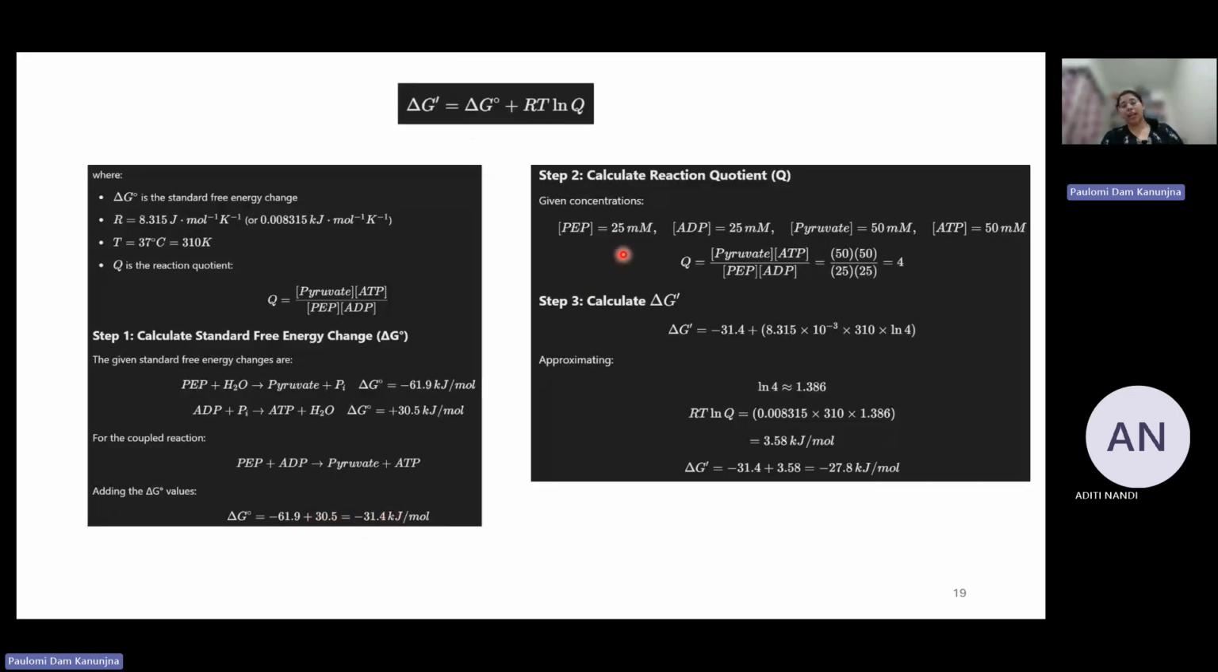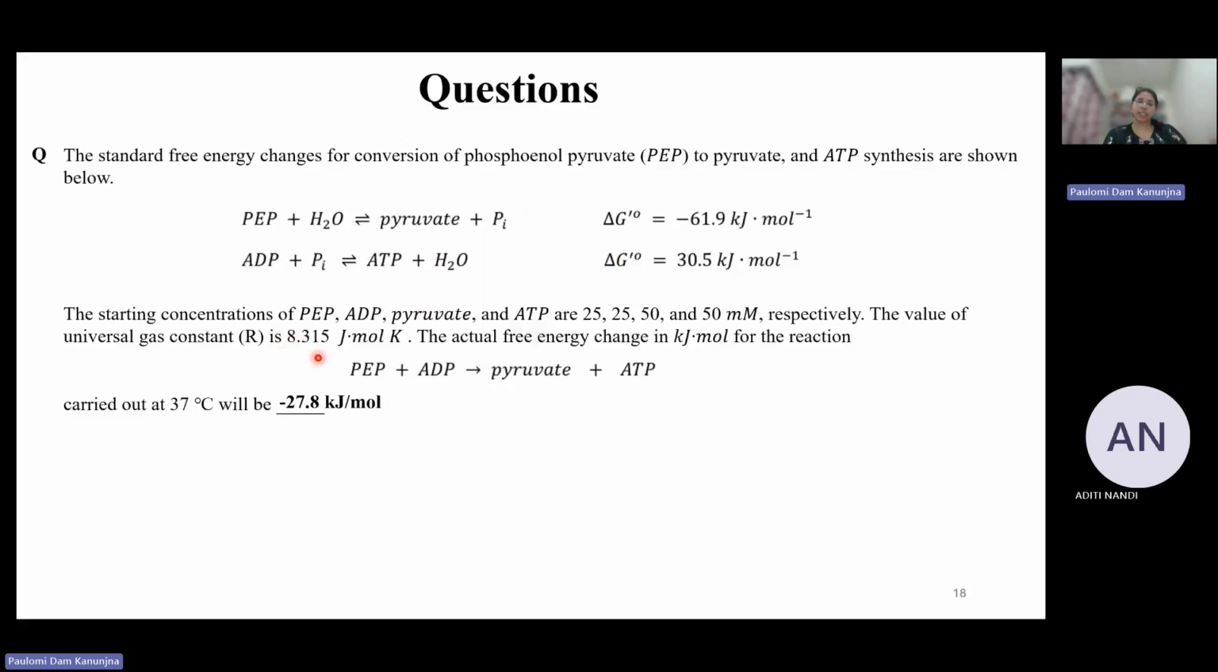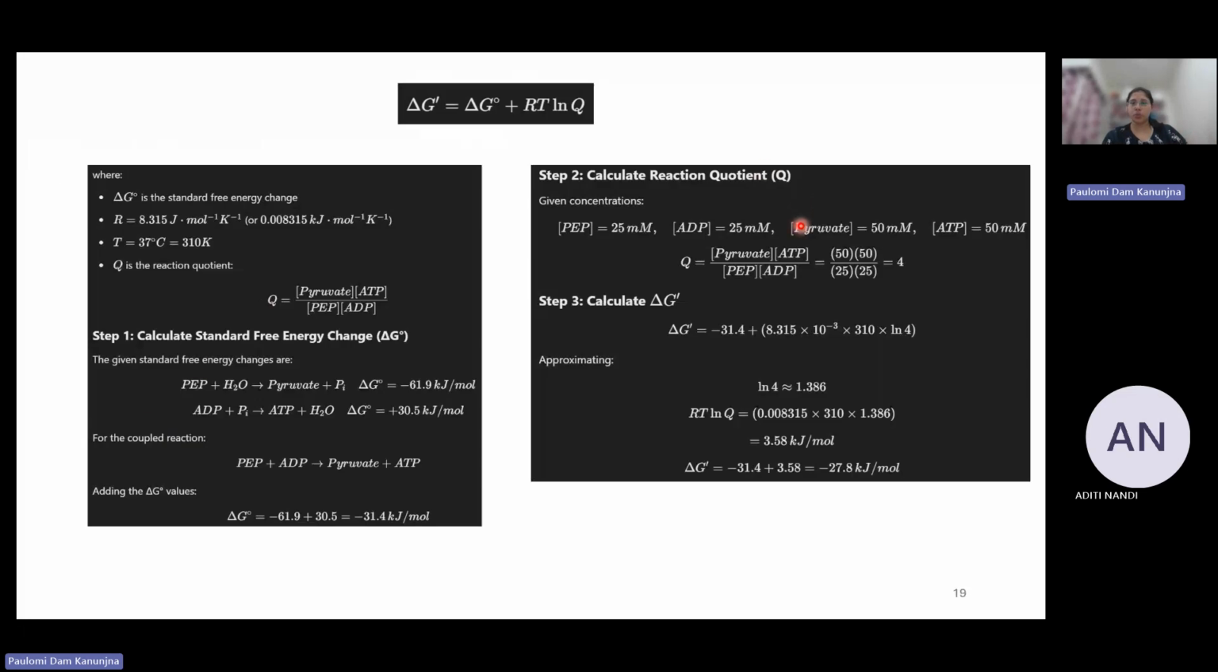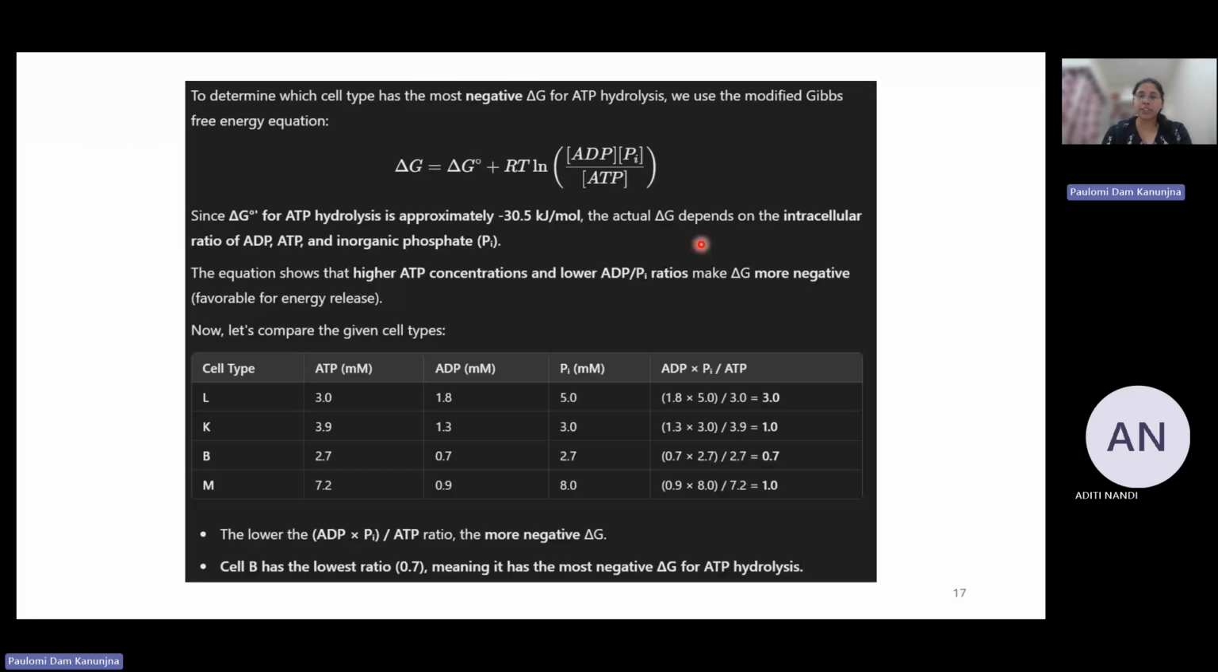R and T you already have. R is the universal gas constant, so that's given to you. T is in Kelvin. You need to convert 37 degrees centigrade to Kelvin, which will turn out to be 310. Now, what is this Q? Q, as we know, is the product by the reactant. So all the concentrations, remember, this is what we just did here.